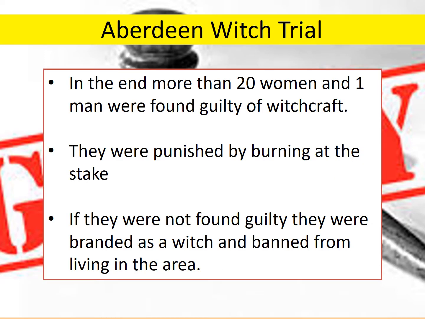Now, the Aberdeen witch trials, in the end, more than 20 women and one man were found guilty of witchcraft. On the whole, they were punished by burning at the stake. If they were found not guilty, they were branded as a witch and banned from living in the local area, so they could be banished. So it was still a form of punishment, but they did survive with their lives.